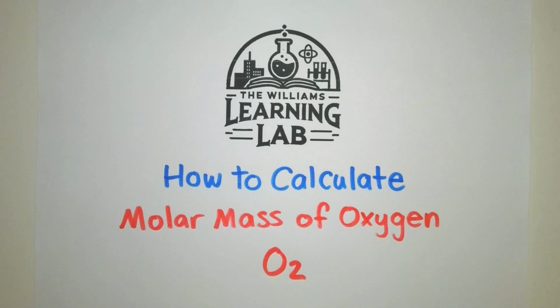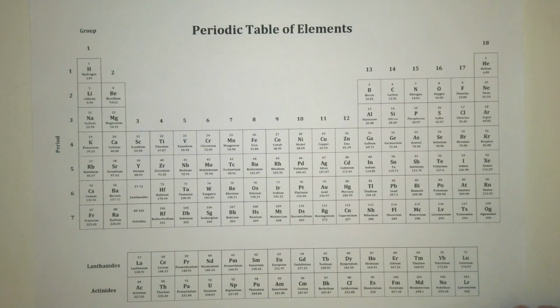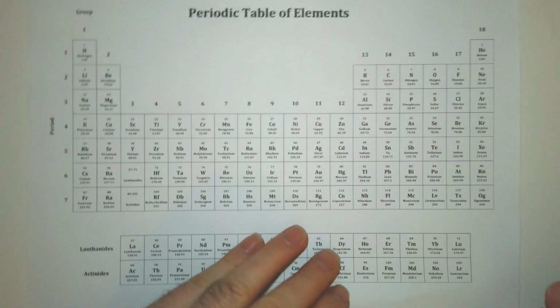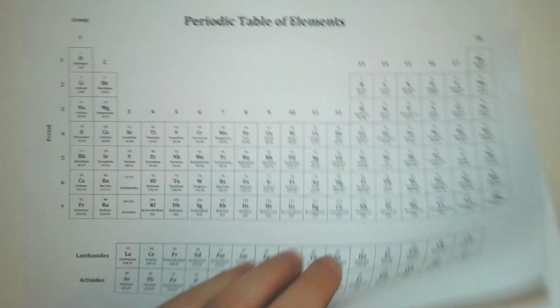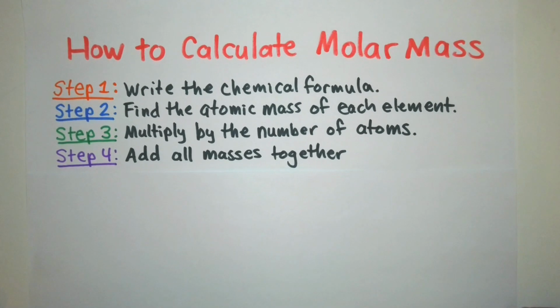In this episode I'm going to show you how to calculate the molar mass of oxygen gas, that is O2. For this you are going to need a periodic table, and I always recommend a calculator to prevent some of those simple mistakes that can lead to big problems.